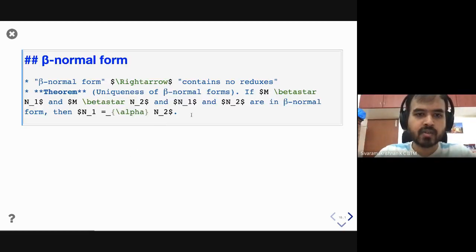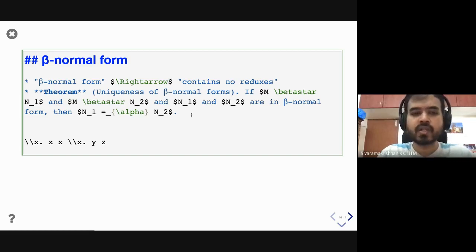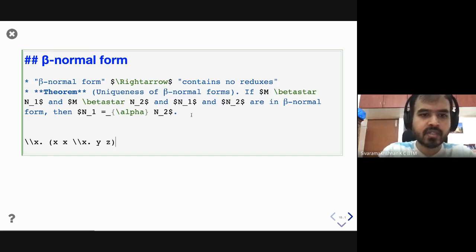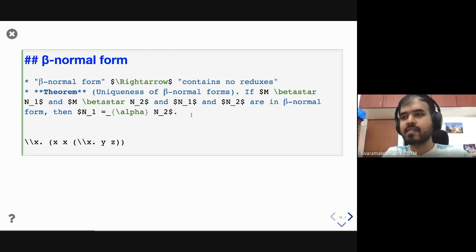Let me try to write it down here. So you have this one, right? The bracket goes from here to here, and there's a bracket from here to here. In particular, you can also add a helpful bracket here. If you remove this one, it is this, right? So you need to first take an x, apply x to x, and then on the result, apply this term. This is not something that is reducible.